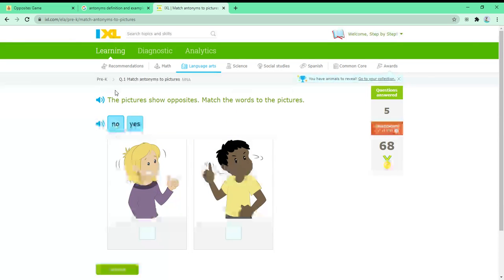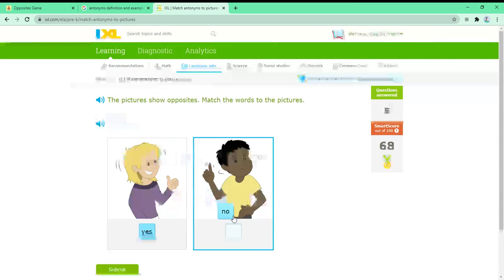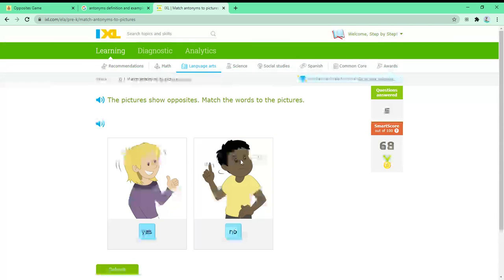Okay, these pictures show opposites. Match the words to the pictures. The first girl looks like she's saying yes. No. Yes. So the first person looks like she's saying yes because she has a thumbs up and she's nodding her head. And the second one looks like he's saying no because he's shaking his head no, and he has a finger up, which means he's saying no.